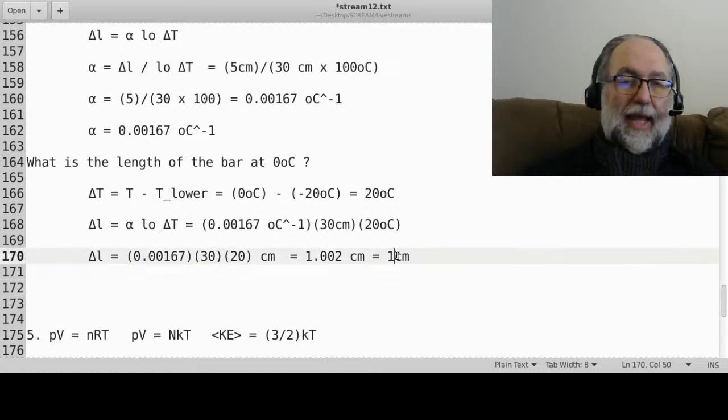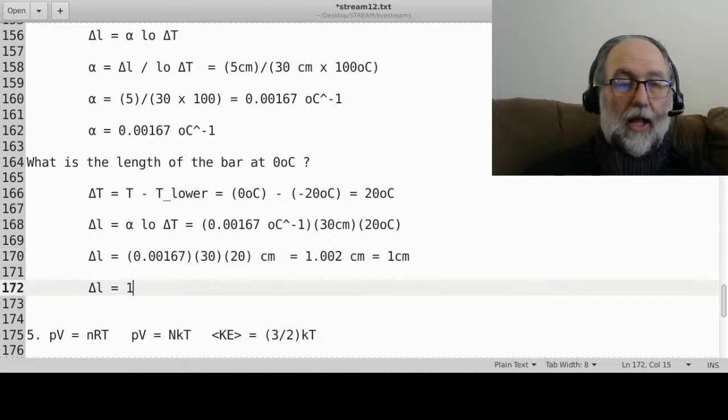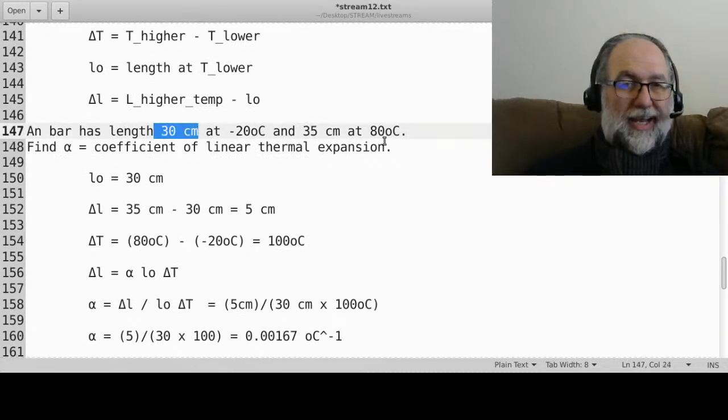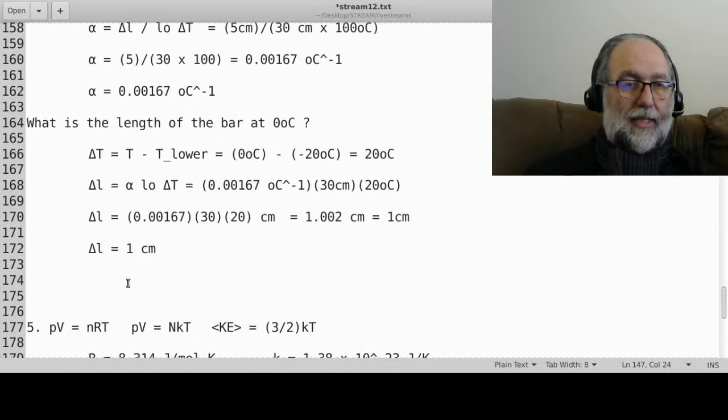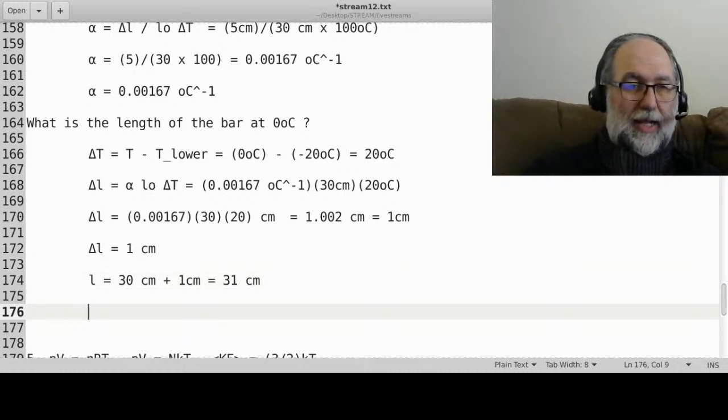Now that can't be the answer, 1 centimeter. Delta L is 1 centimeter. The change in length is 1 centimeter, but that's not how long the bar is. The bar started at 30 centimeters, so the length is 30 centimeters, but then it expands by 1 centimeter, giving you 31 centimeters. And that's the answer. At 0 degrees Celsius, the bar is 31 centimeters long.